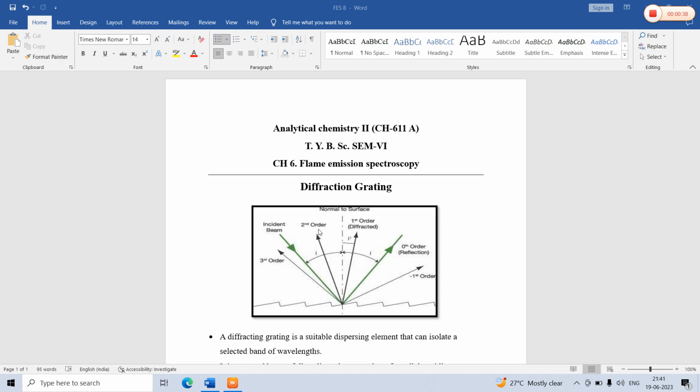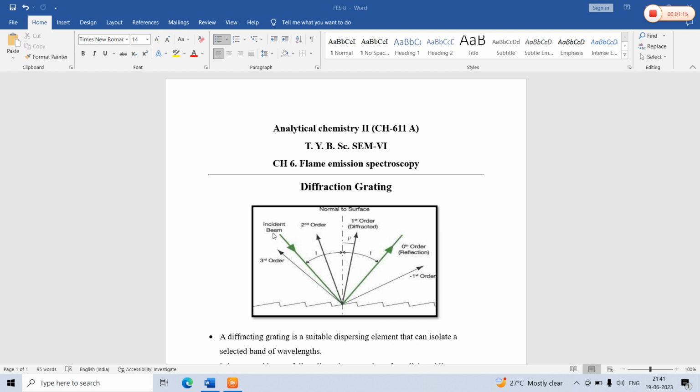Now this is a diagrammatic representation of the diffraction grating. Here this is the incident beam, and this beam will come from the entrance slit. The entrance slit gives the beam, and it is incident on the monochromatic device, that is nothing but the diffraction grating or prism. Generally the diffraction grating is used as a monochromator in flame emission spectroscopy because it is more advantageous than the prism.